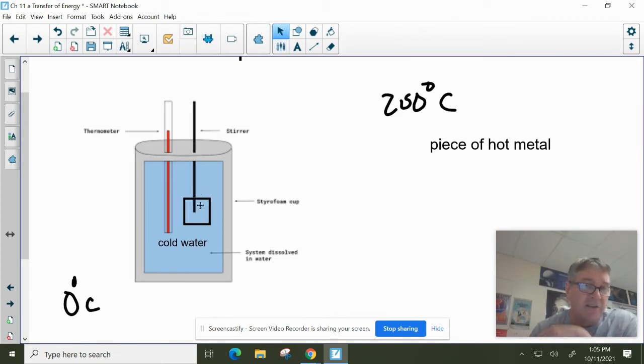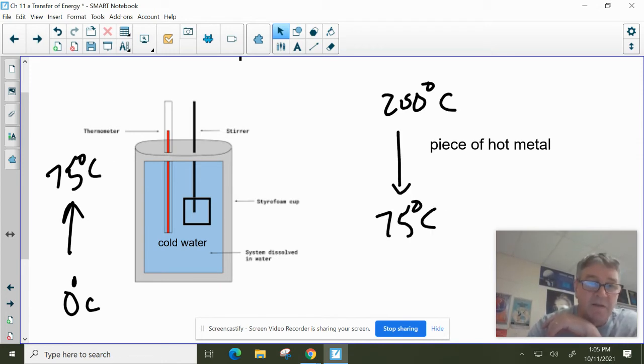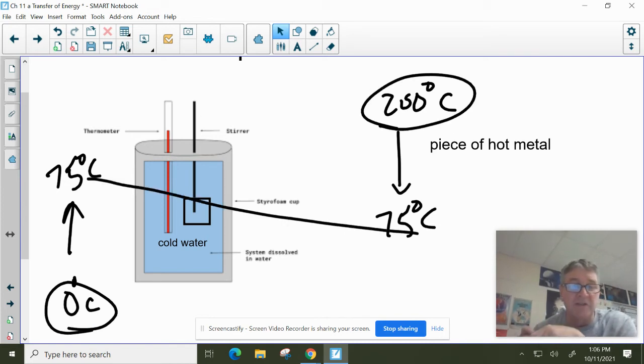And then I stir the water. And what's going to happen is that the temperature of the water will go up to maybe 75 C, and this will go down to 75 C. So we're going to start with something that's cold and something that's hot, and they're going to reach equilibrium. They're going to reach the same temperature. And there's a formula we can use to calculate how conductive this piece of metal is. If it gives up the heat really quickly, we can time this and we say, oh, it gave up heat really quickly. It's a really good conductor.